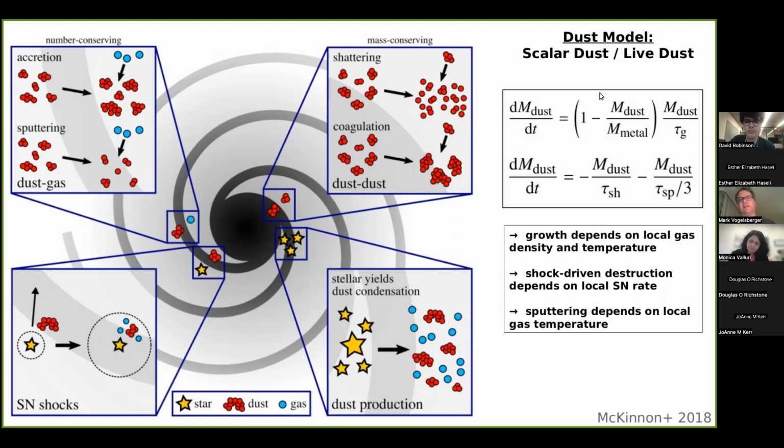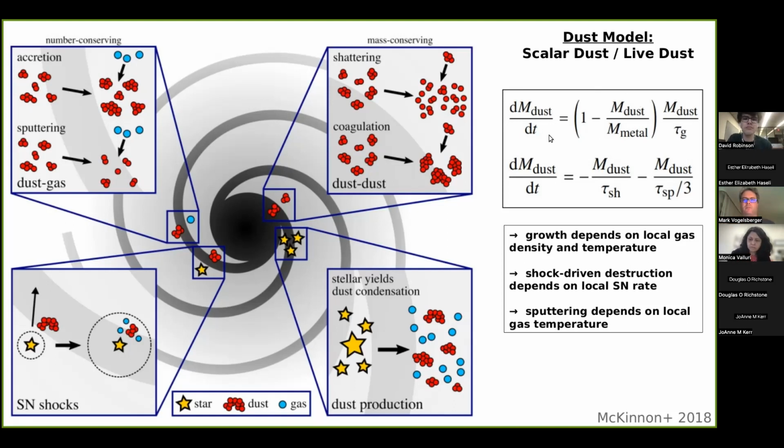Then there's also this scalar dust model. So this is a much simpler model where each computational cell just contains a passive scalar that is advected with the flow, and the passive scalar can be changed based on 2 governing equations, which are these two equations that you can see here.